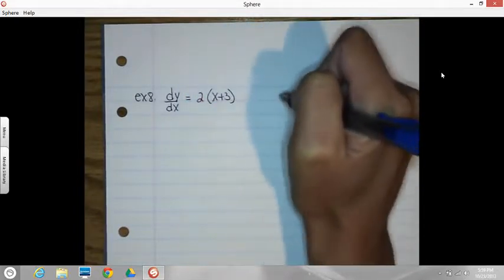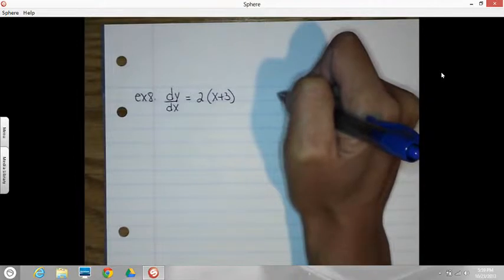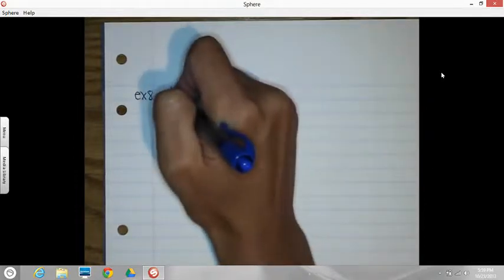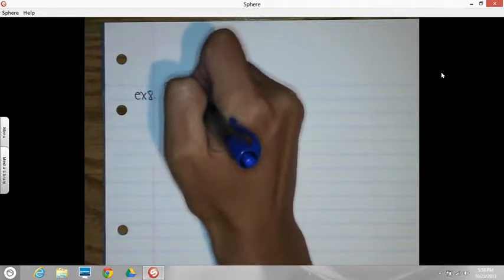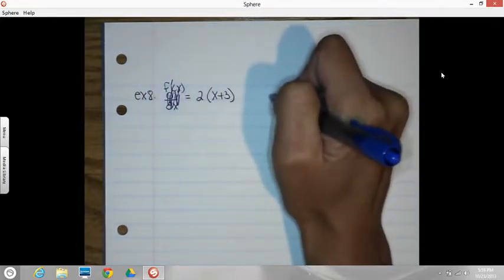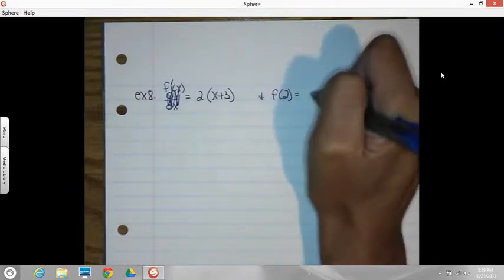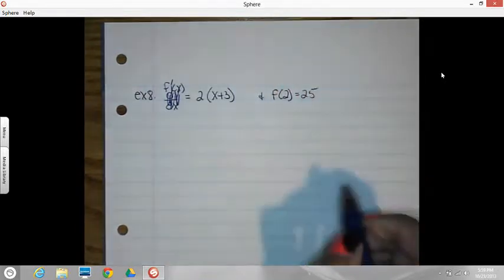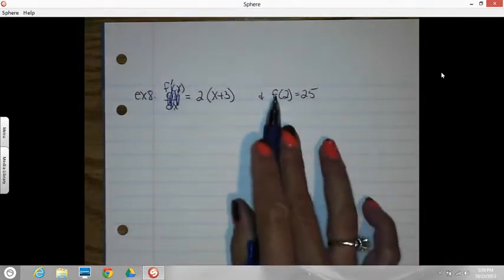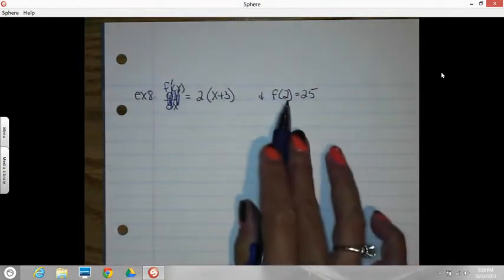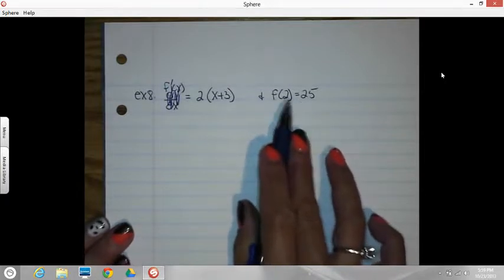And I know that, oh, I don't like that notation. Let's go f prime of x equals that. And then I also know that f of 2 equals 25. So here they are giving you a point on the original function, just in function notation form instead of an ordered pair. But we'll get back to that.